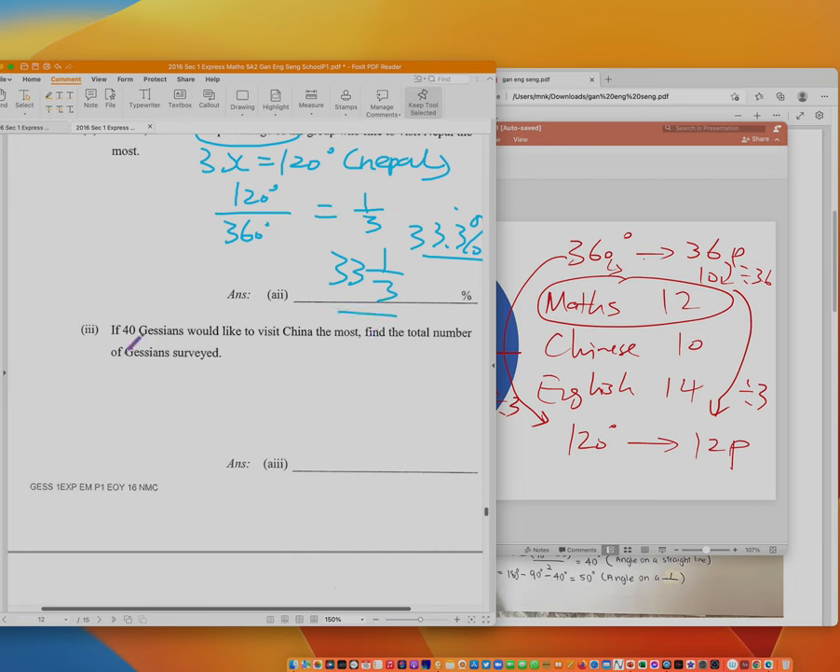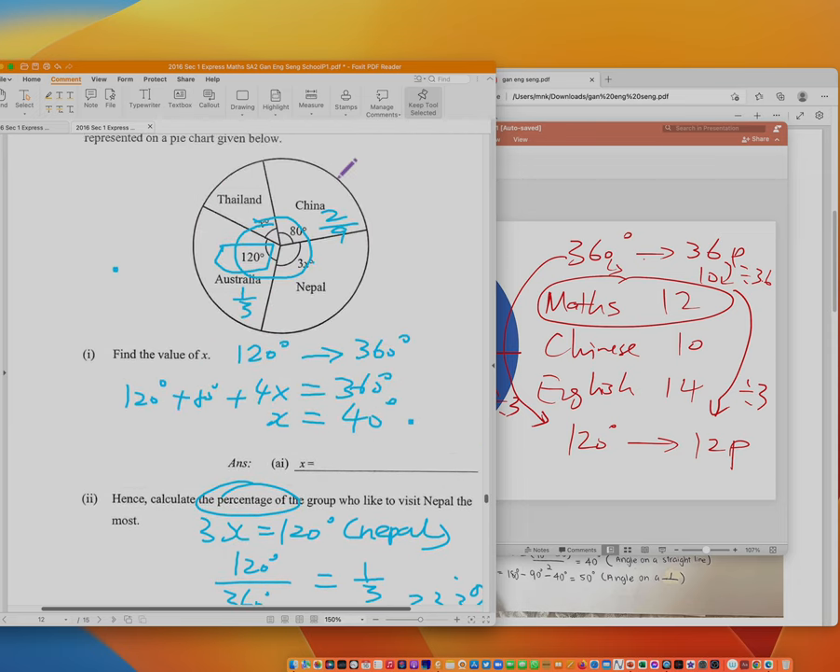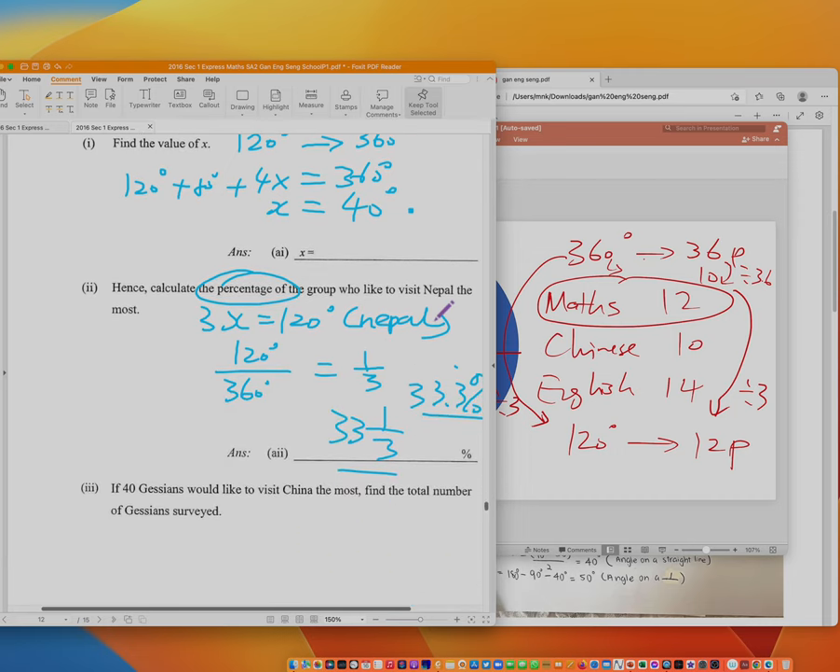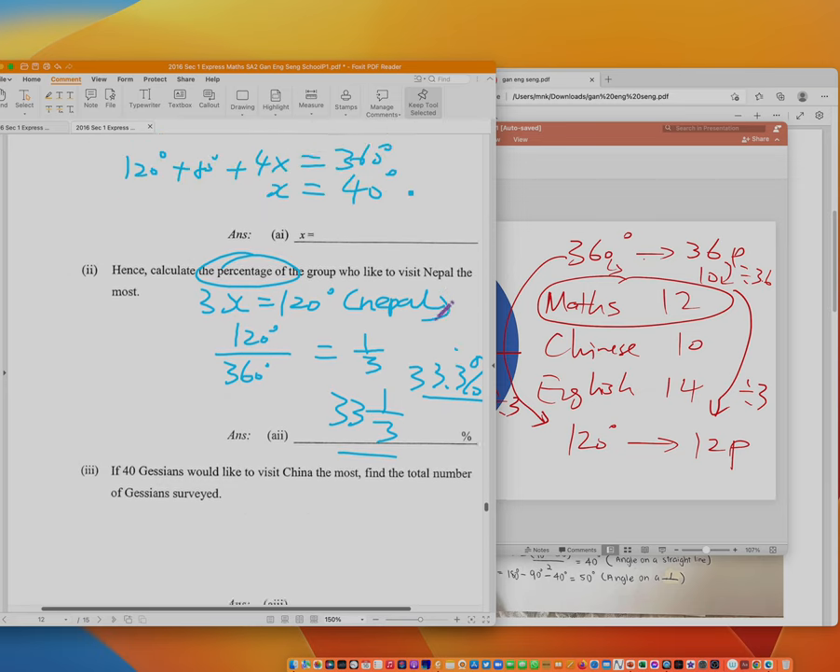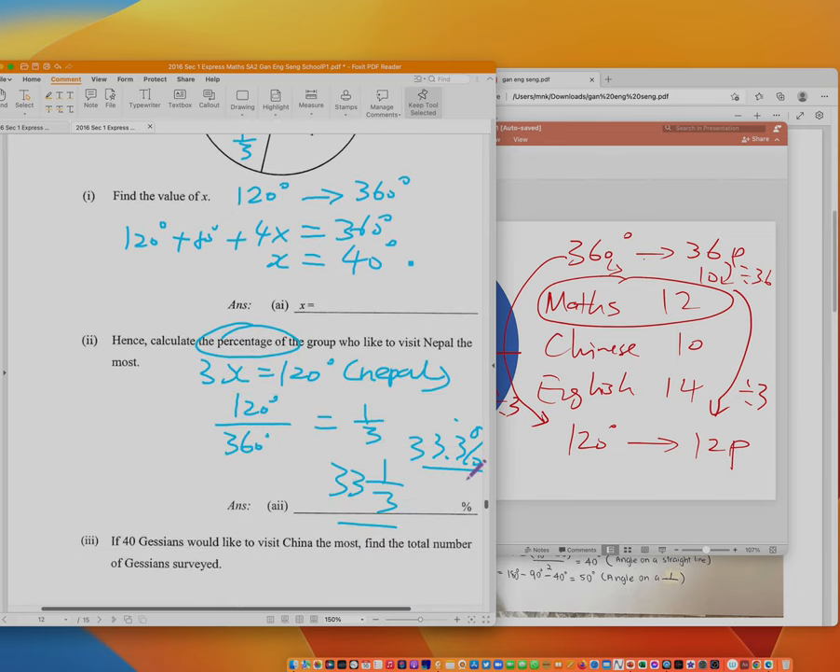Okay? Then this says 40, what we like to decide the most, find the total number of cases surveyed. So 40 of them want to visit China. So 2/9 is 40. So what's that? Yeah, divide by this fraction. You get the entire thing. So it's 180, I guess. Yes. Okay. Simple, yeah.